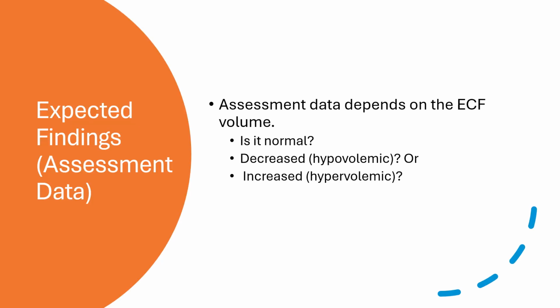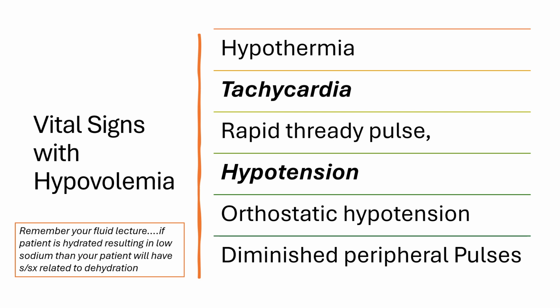So, expected findings. This is some more of your assessment data. Your assessment data depends on the extracellular fluid. Remember, sodium lives in that extracellular fluid. So you always have to ask yourself, is it normal? Is it decreased? Or is it increased? Do I have hypovolemia or do I have hypervolemia? These are some of your vital signs with hypovolemia. You'll have hypothermia, tachycardia, rapid thready pulse, hypotension, orthostatic hypotension, and diminished peripheral pulses.